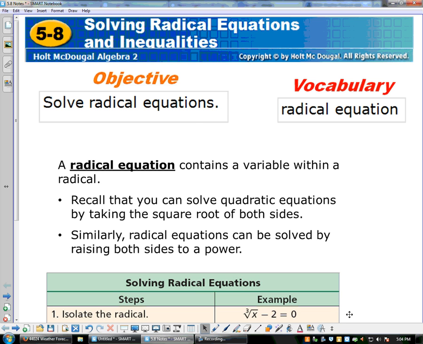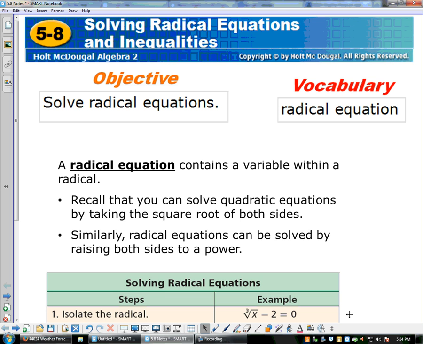And Miss Bella. And we're looking at section 5.8, which is solving radical equations and inequalities. Our objective in this lesson is to solve radical equations, and that is the new vocabulary for this section: radical equation. So a radical equation is going to contain a variable within a radical.